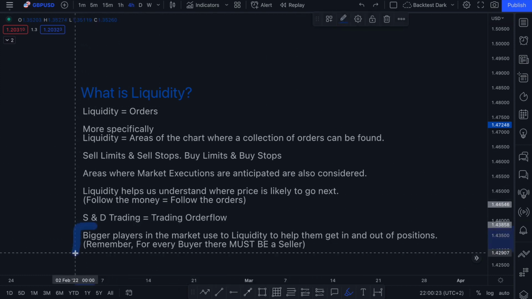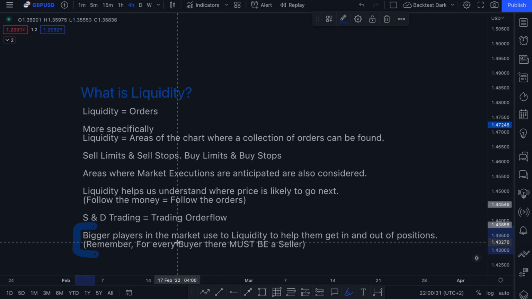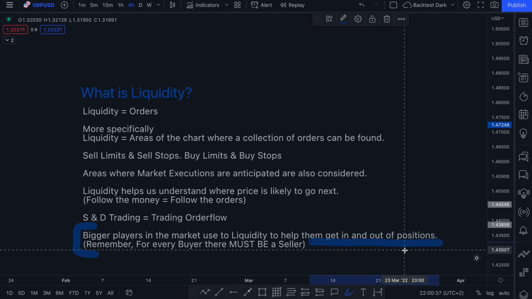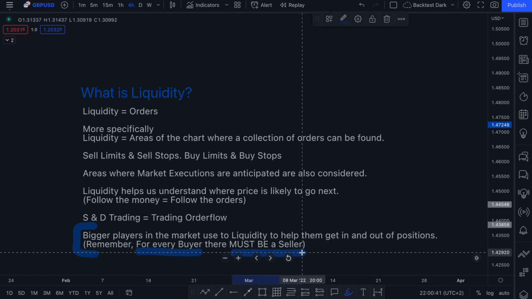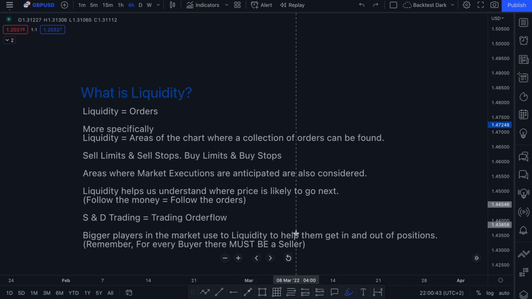Now, our bigger players, the hedge funds, the big banks, the guys with a lot of capital behind them, they use liquidity to help them get in and out of positions. Because remember, for every buyer, there must be a seller. So let's just say, for example, that a particular hedge fund wants to buy up 1 million lots of GBPUSD. Okay, that's what they want to do.